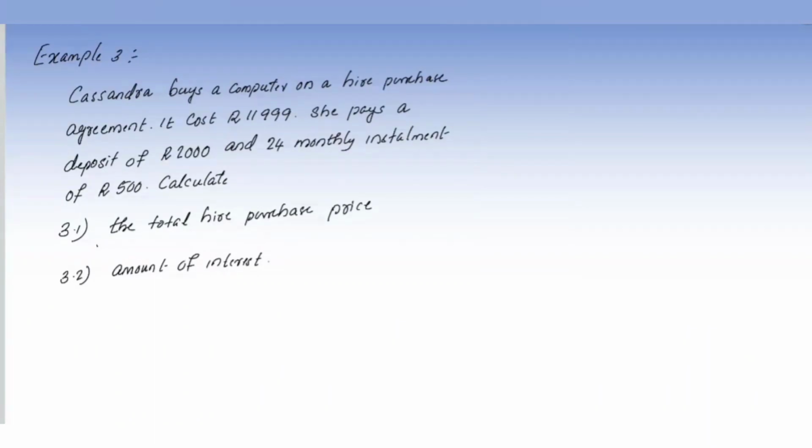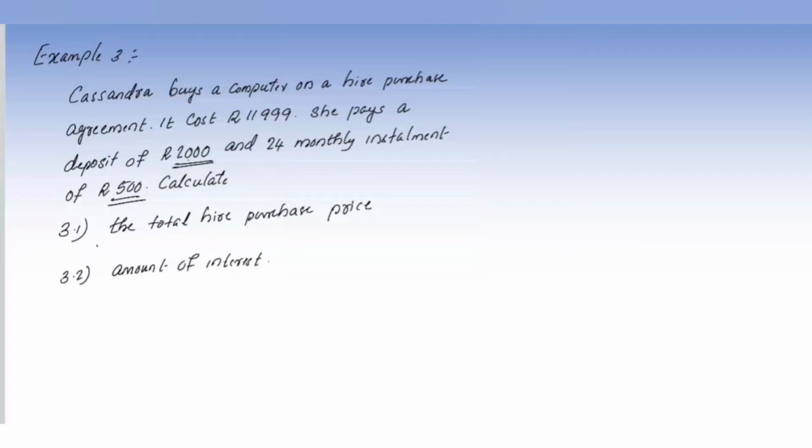Now we move to another category of hire purchase question. This question is much easier than the previous question, because here the deposit amount is given and the monthly installment is also given. Okay, Cassandra buys a computer on a hire purchase agreement. Its cost is 11,999. She pays a deposit of 2,000 and 24 monthly installments of 500. So the number of periods is also given. We have 24 months, and you have to pay 500 rand.